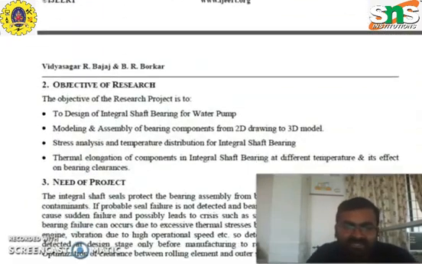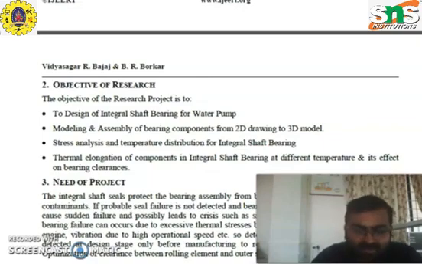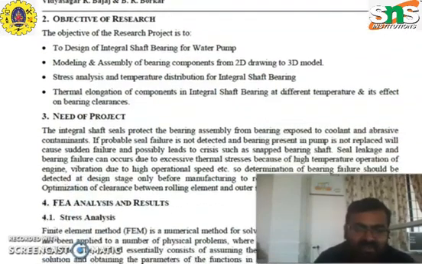The objective of this research is to design an integral shaft bearing for a water pump. We have to design the integral shaft bearing for water pump applications, and do modeling and assembly of bearing components from 2D diagrams to a 3D model. We make the 3D model by using any one of the CAD packages, then do stress analysis and temperature distribution for the integral shaft bearing by using FEA software like ANSYS, and study thermal elongation of the components in the integral shaft bearing at different temperatures and its effects on bearing clearance. These are the main objectives of this case study or research paper.